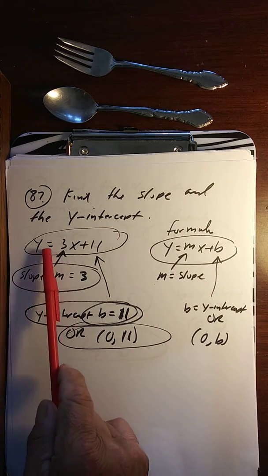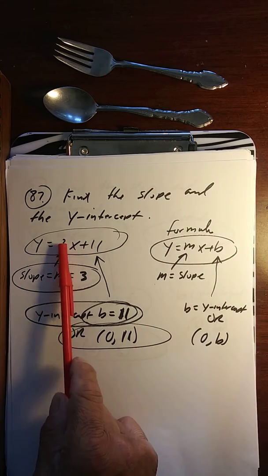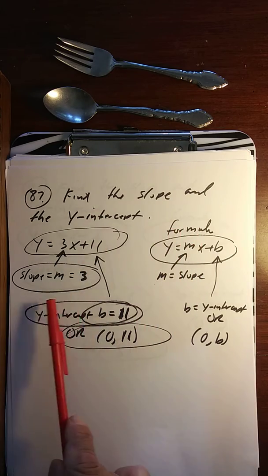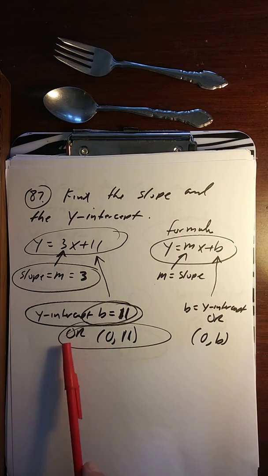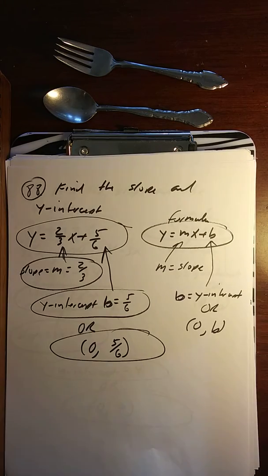Find the slope and the y-intercept. It's already there, see? Y equals 3x plus 11, looks just like that. So the slope is this number right here. And the y-intercept is the last number right there, which is 11 or 0, 11. That's the slope and the y-intercept.